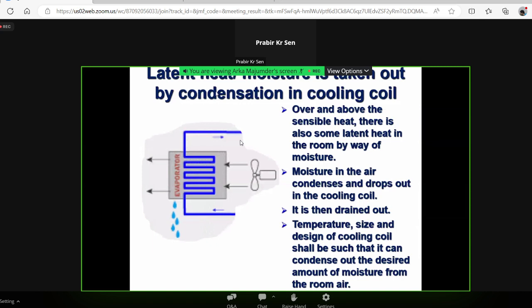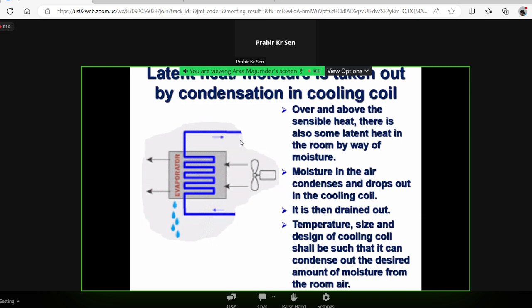I was telling that the cooling coil is used to recool the air which we are taking out from the room. We are recooling it and supplying it back to the room. Latent heat is not taken out from the room by the cooling coil air. It has to be taken out directly in the cooling coil by way of condensation, as you see in the picture. So latent heat is taken out by condensing the moisture within the air, and we drain out the condensate.